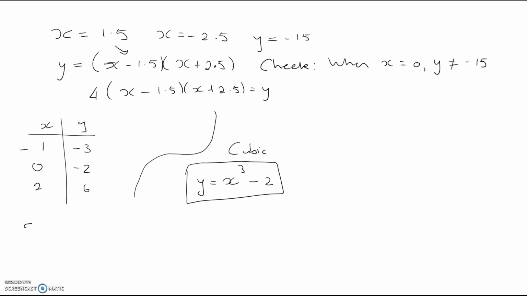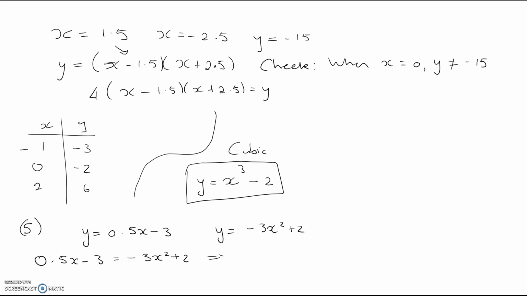Let's have a look at question 5. You're asked to find the coordinates where y equals 0.5x minus 3 meets up with y equals negative 3x squared plus 2. So what you need to do is make these two equal to each other. And it's kind of a parabola, but if you rearrange it, it becomes a proper parabola. And you could tidy that up to make it 3x squared plus 0.5x minus 5. And then use the quadratic formula to find the x values.